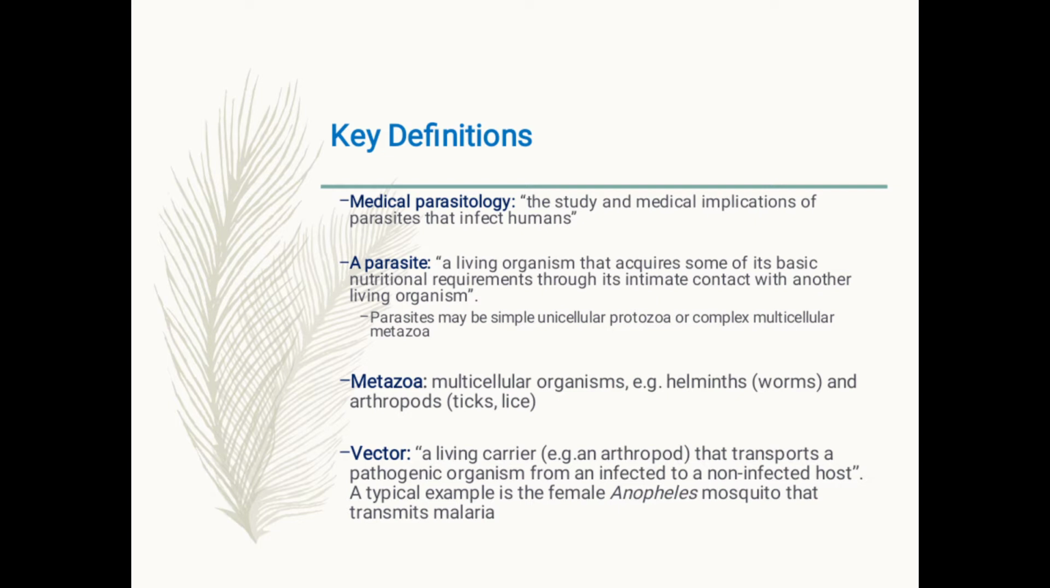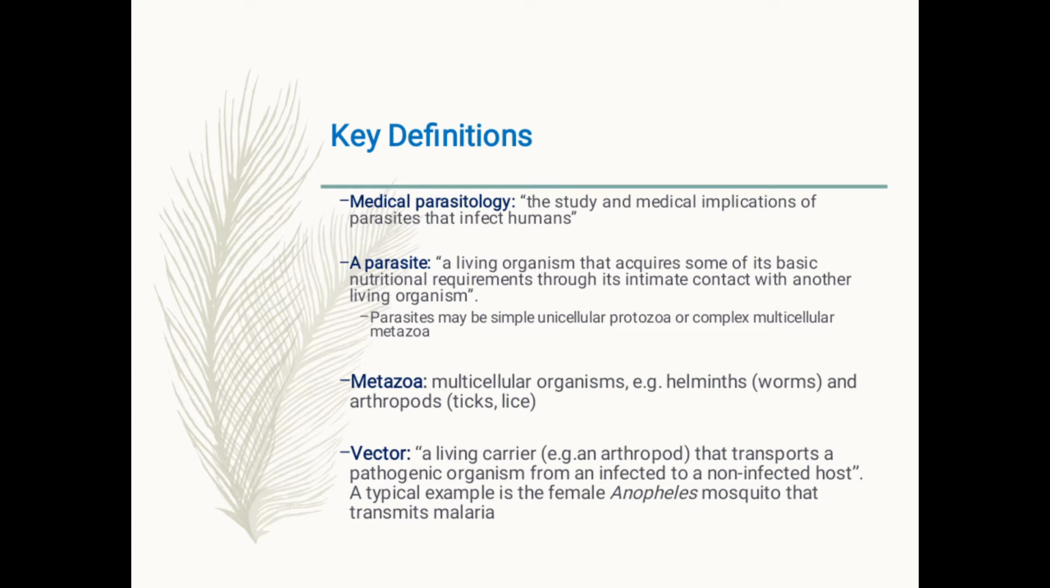Term number 2 is a parasite. A parasite is a living organism that requires or acquires some of its basic nutritional requirements through its intimate contact with another living organism. For instance, a parasite may be a simple unicellular protozoa or a complex multicellular organism.